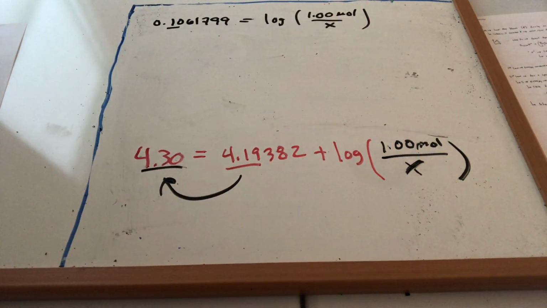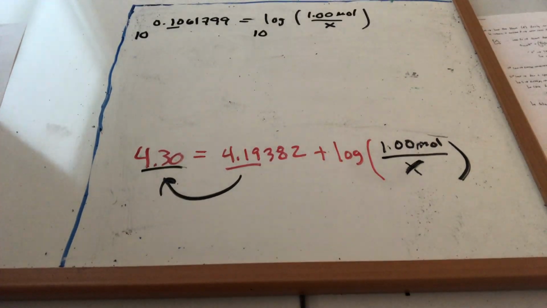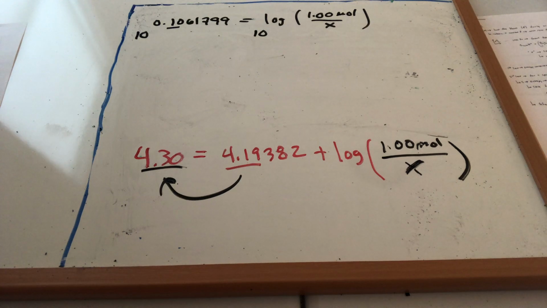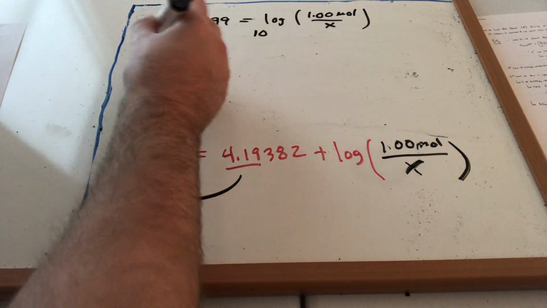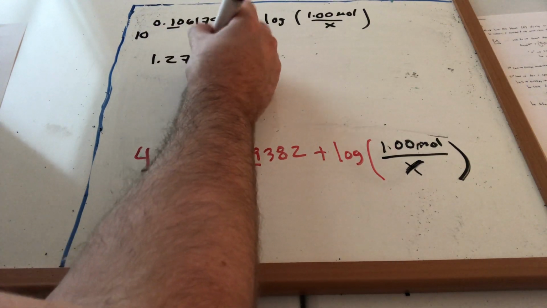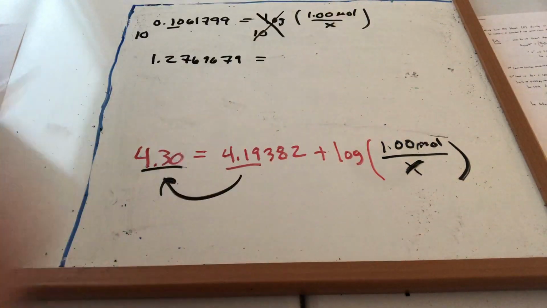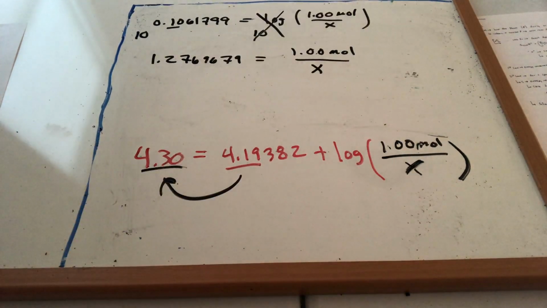All we have to do to try to isolate this x is we have to raise both sides as a power of 10. If you look at what we have to do for this problem, we have to get rid of the log. It's not getting rid of a p, it's getting rid of a log. How do you get rid of a log? You just use it as a superscript of 10, as an exponent of 10. Over here then what we get, 10 to the 0.1061799, in my calculator, gives me 1.2769679. All right. Over here, they just cancel each other out. They're inverse operations of each other. So you get 1.00 moles over x.